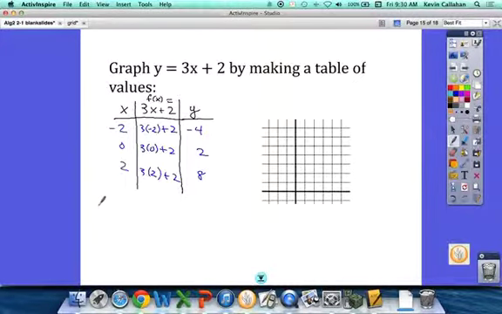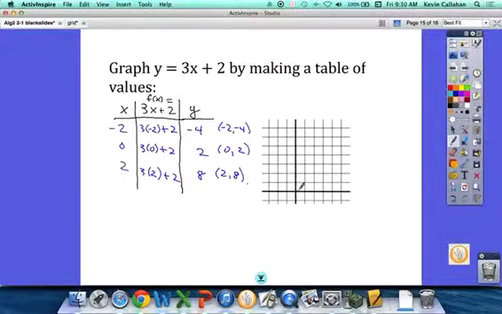So those are 3 points, right? This is the point -2, -4. This is the point 0, 2. This is the point 2, 8. And I did make my grid big enough, but so we know how to graph these. Where would I find the point 0, 2? X equals 0, Y equals 2.